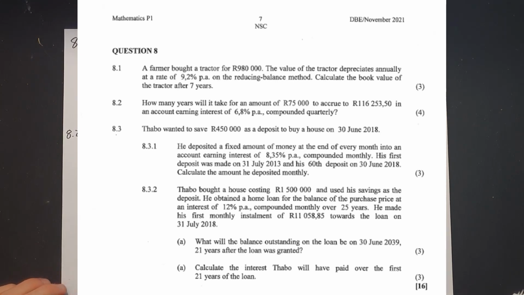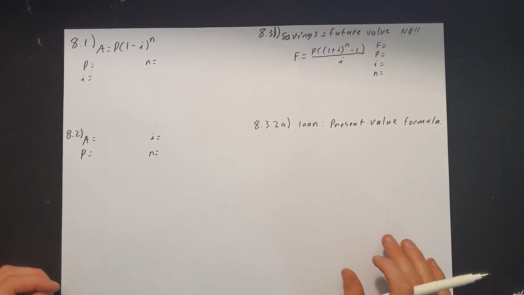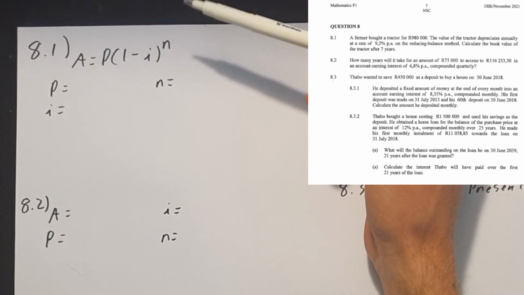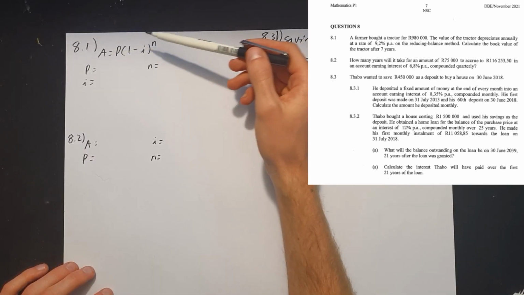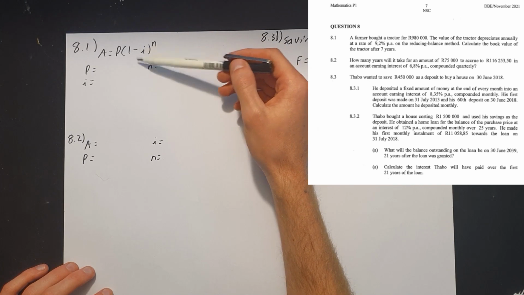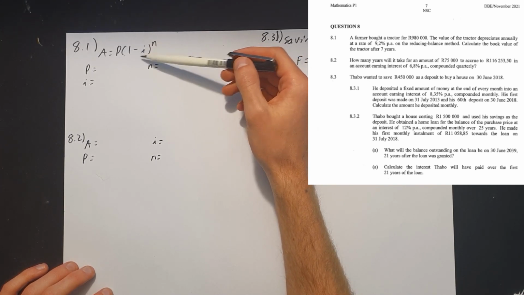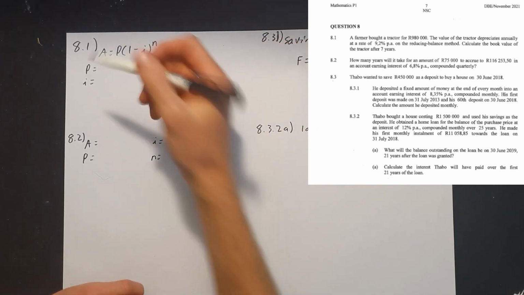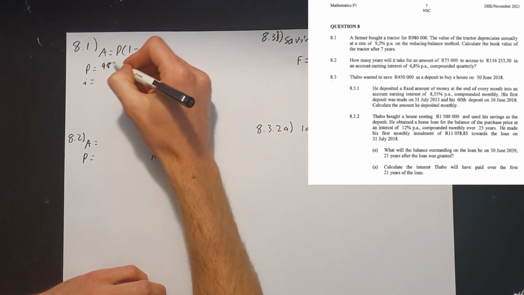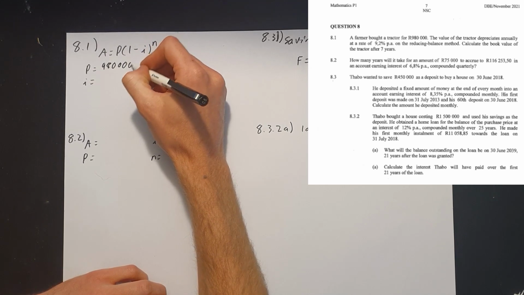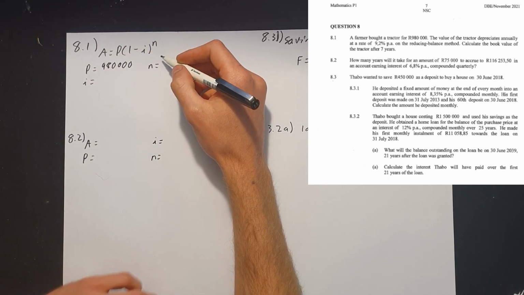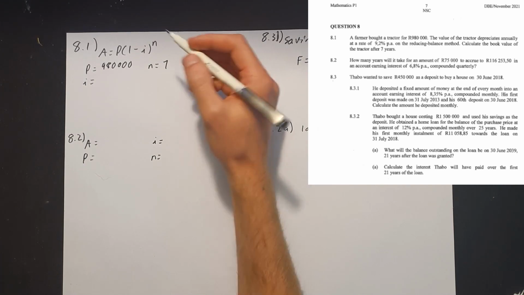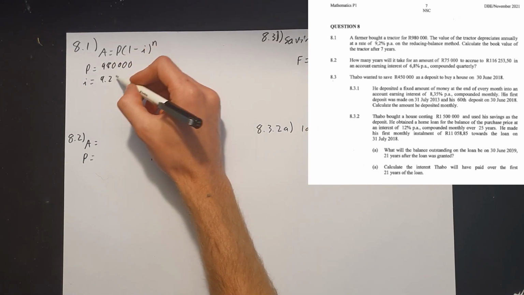Okay, so they've told you that it's a depreciation calculation that we're doing. Depreciation is pretty much the same as our compound interest, except we're not dividing our interest by the number of months or anything like that. So they've given us P as 980,000. N is given as 7 years. And the interest rate they've given us is 9.2%.